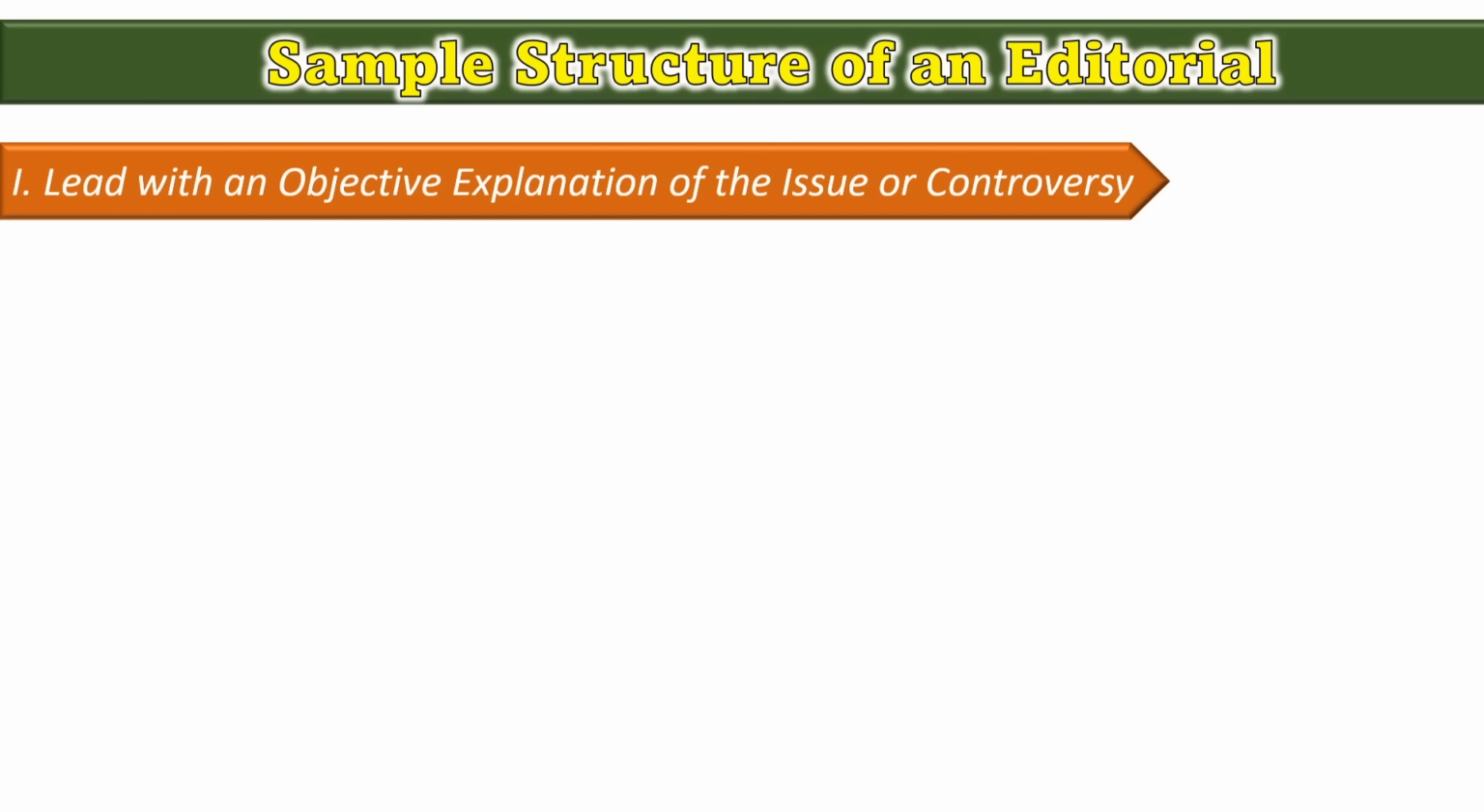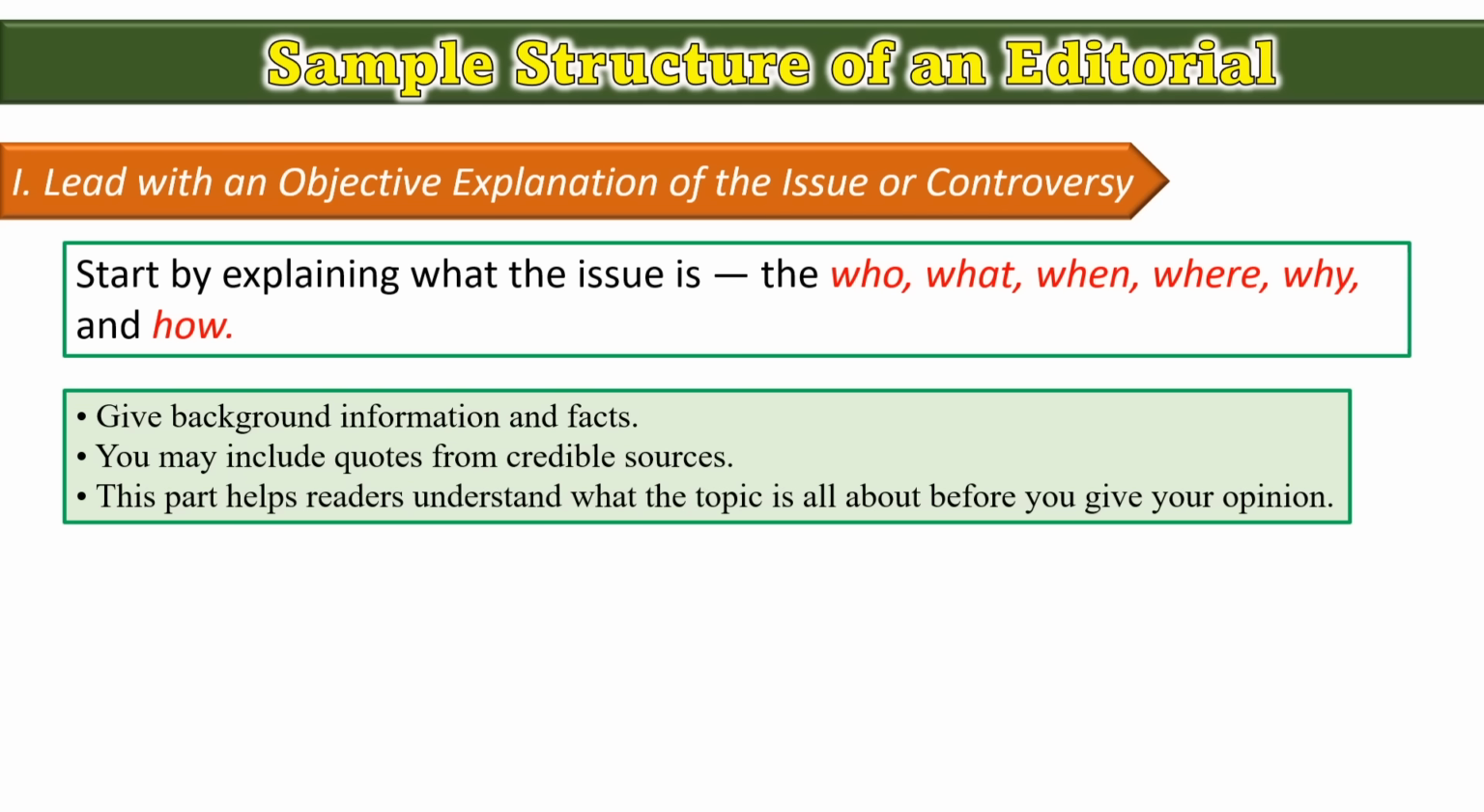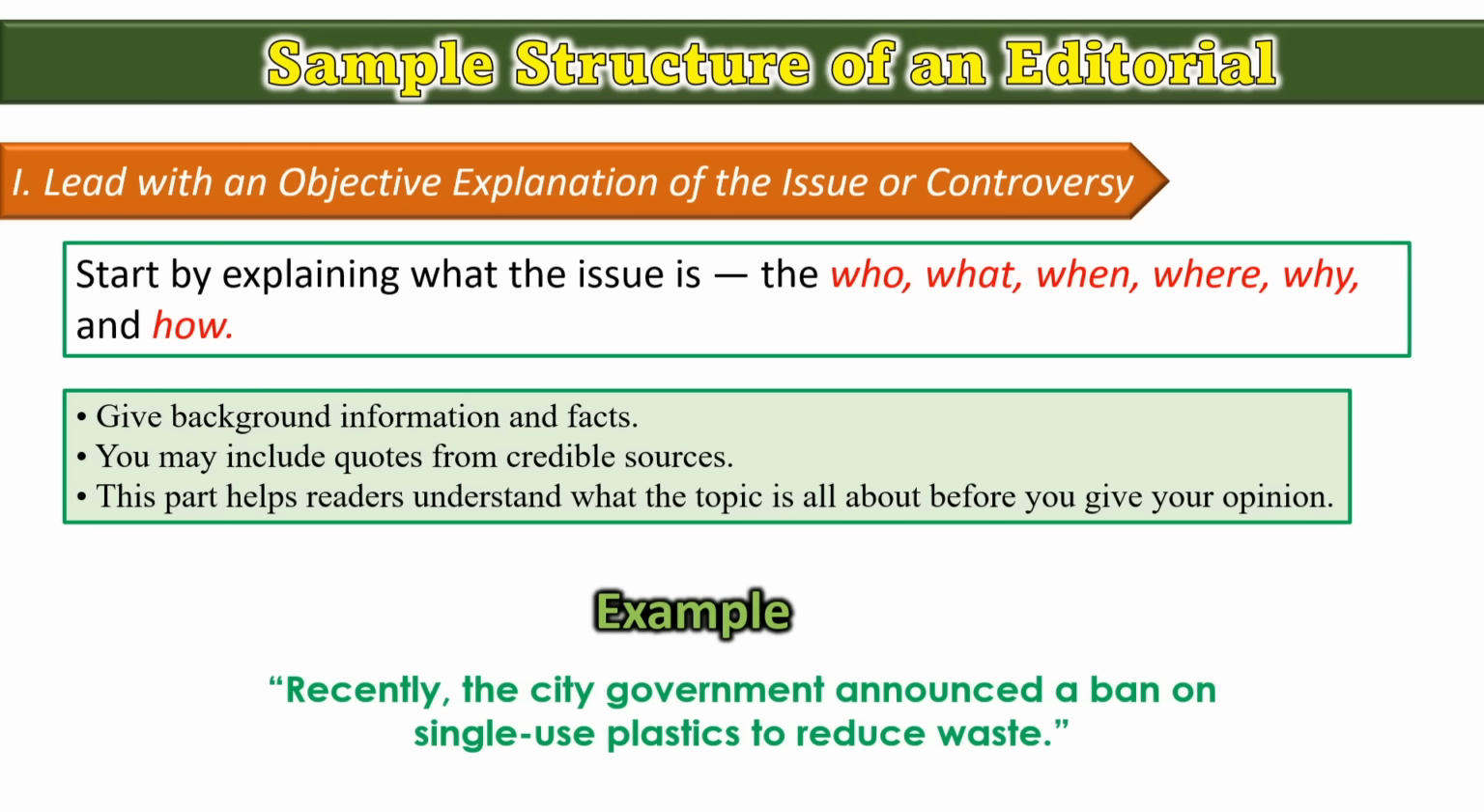Sample structure of an editorial. First, lead with an objective explanation of the issue or controversy. Start by explaining what the issue is, the who, what, when, where, why, and how. Give background information and facts. You may include quotes from credible sources. This part helps readers understand what the topic is all about before you give your opinion. For example, recently, the city government announced a ban on single-use plastics to reduce waste.